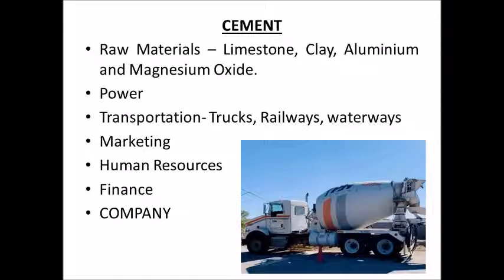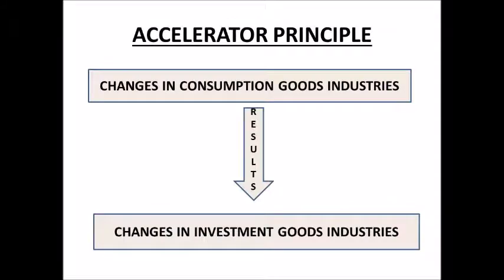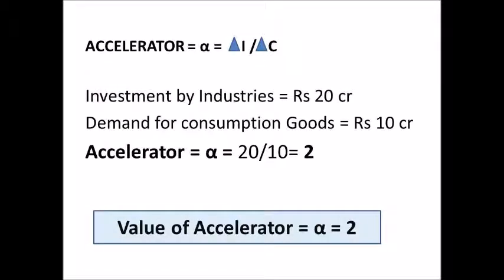When demand for consumption goods increases, for example, demand for building houses, the price of factors of production, that is land, labor, capital, also increases. When demand for consumer goods changes, it results in change in investment in goods industry. Hence, change in investment in goods industries results in change in consumption pattern of these goods. Accelerator is denoted by alpha and shows how change in consumption affects the change in investment. Delta I by delta C.